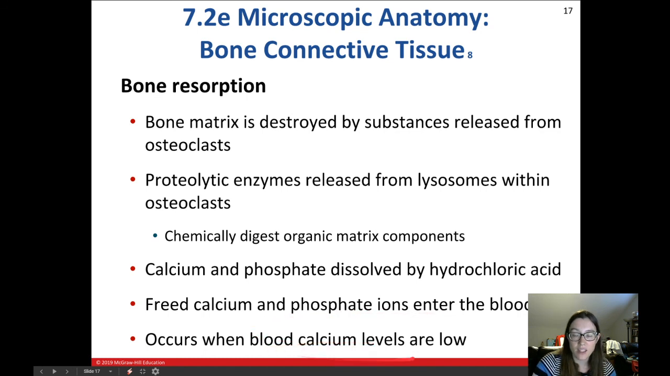And so when blood calcium levels are low, we want to go to the bone and take out that calcium that's been stored in the bone, and the osteoclasts can do this. So as we digest the bone, we digest the organic components, and then we dissolve the mineral components. That's going to let the calcium and phosphate ions enter the blood. And so this way, we can raise the calcium.